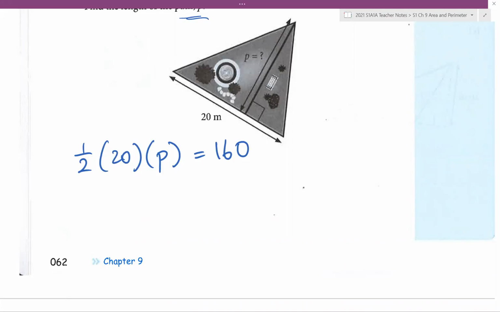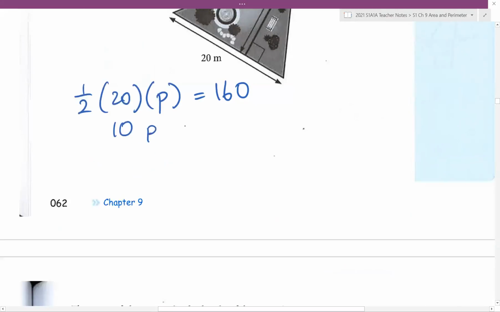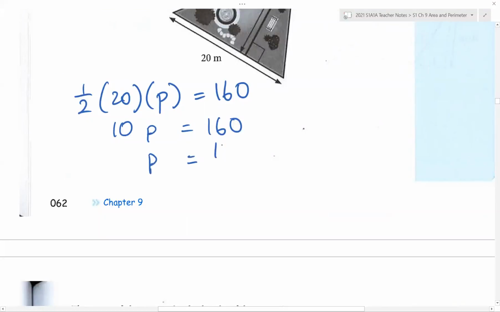Half what? Half times 20. Okay. So Ashari, watch. Brian, half times 20 is 10. Times P, he gets 160. So what is the final step in order to find the value of P? Okay, both sides divided by 10. Yeah, 16. So yes, Yanrei is correct.